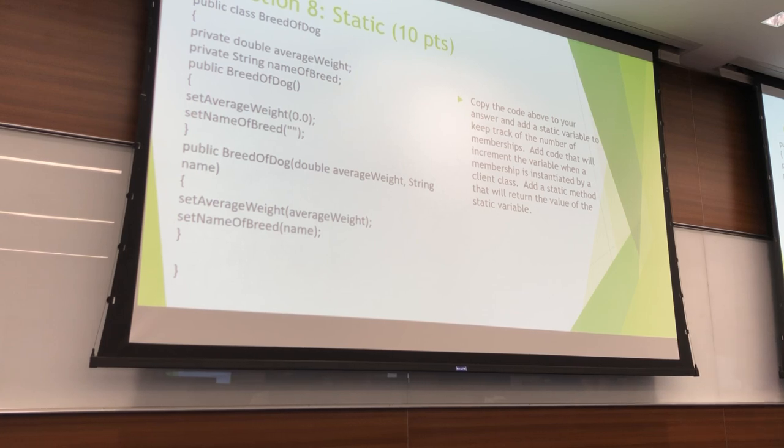So my getter for the number of breeds should also be static, in case I've created zero of them so far. Because then I don't have an object to call it on.